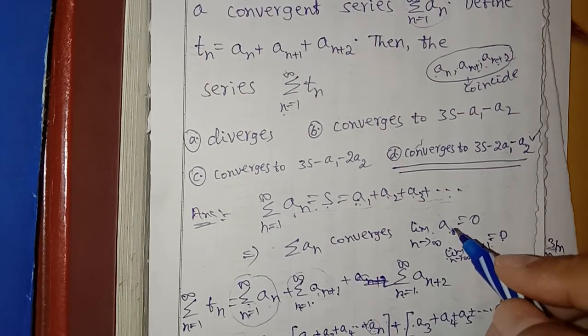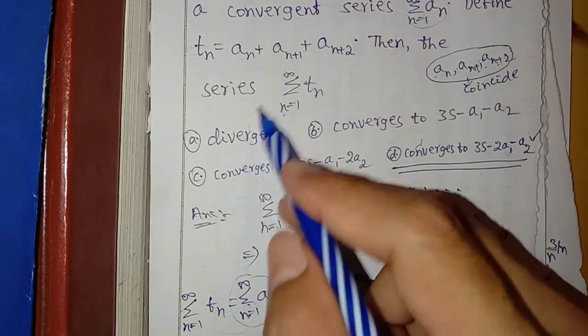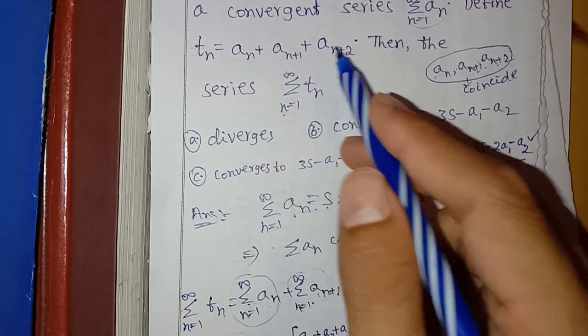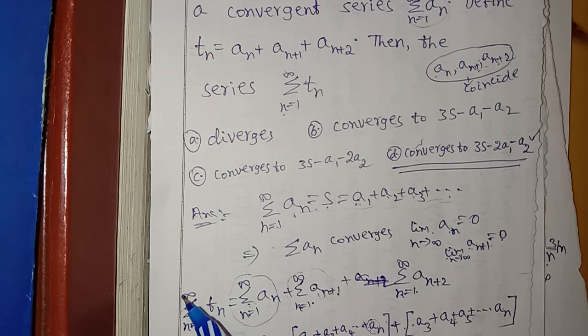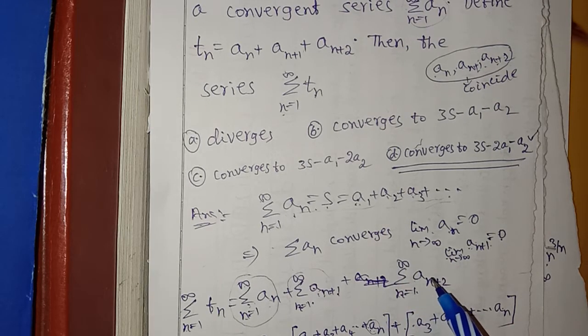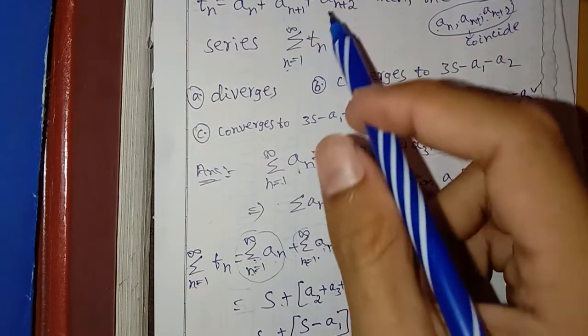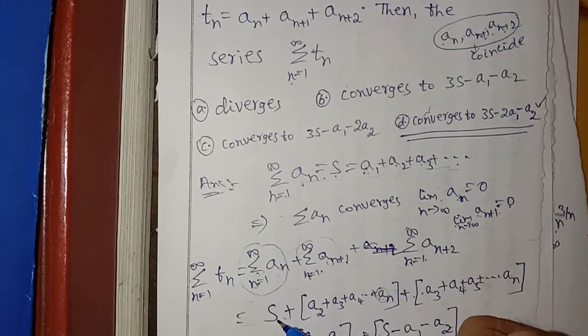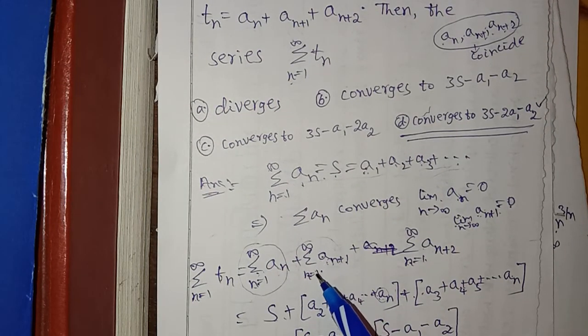So, we can write Tn. They defined Tn is equal to an plus an plus 1 plus an plus 2. Summation of n is equal to 1 to infinity Tn, we can write it as summation of n is equal to 1 to infinity an plus summation of n is equal to 1 to infinity an plus 1 plus summation of n is equal to 1 to infinity an plus 2. Now, this is S, what they given here. S is the sum of this. So, this is S. Now, what is an plus 1 from n is equal to 1 to infinity?